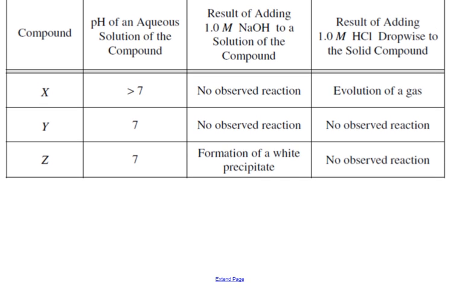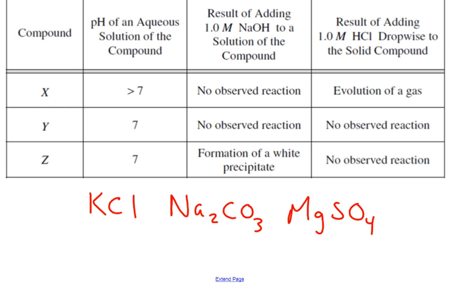Okay, so here's the goal. I'm going to write these down so we can try to place them. Okay, so we have to figure out which one is which. So when you look at X, Y, and Z, let's see what the table tells us. It says pH of an aqueous solution, meaning I throw these into water and it dissolves. Greater than 7, 7, 7. By adding NaOH, so I add a base to these, no observation, and precipitate. I add an acid to this, a gas, no observation, no observation.